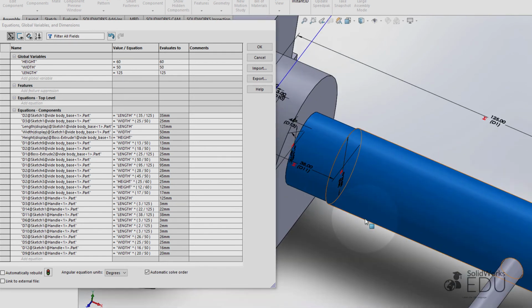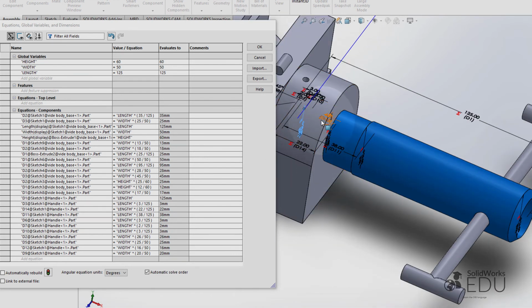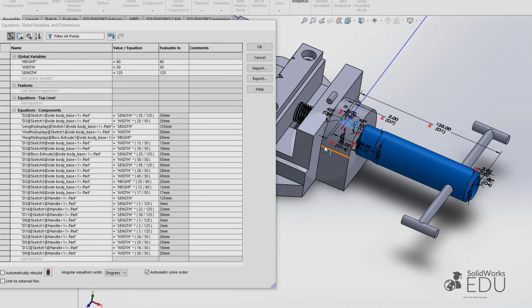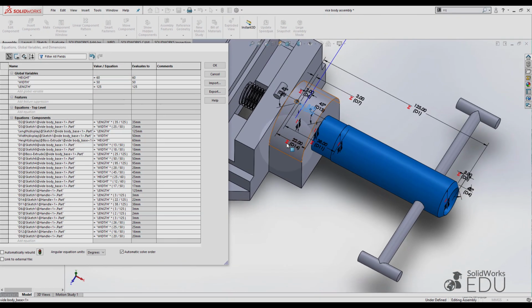I think I have inserted every single dimension. As you can see, the dimensions with a red S at the front are the dimensions that I have input the equations for.